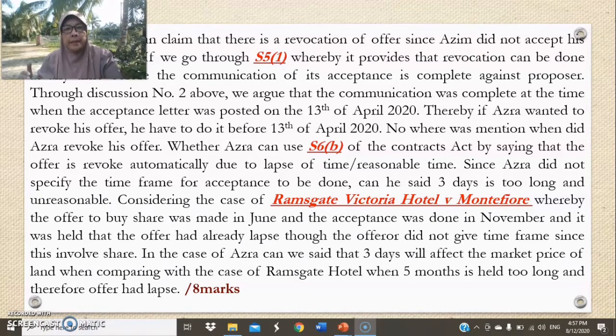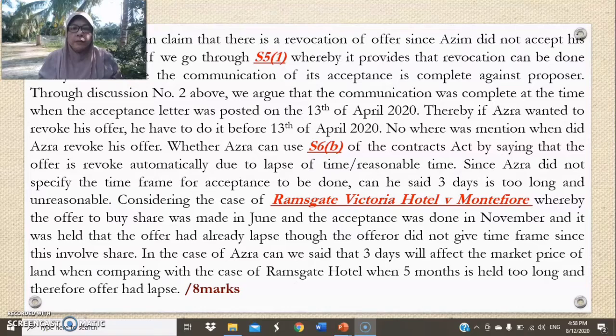So that's why I said we need to relate each and every issue so that the discussion will go on smoothly. So thereby, I'm continuing now, student. Thereby, if Azra wanted to revoke his offer, he would have to do it before 13th of April 2020. Nowhere was it mentioned when Azra revoked his offer. Whether Azra can use section 6, subsection B of the Contracts Act by saying that the offer is revoked automatically due to lapse of time or lapse of reasonable time. Since Azra did not specify the time frame for acceptance to be done, can he say 3 days is too long and unreasonable? Taking into account the case of Ramsgate Victoria Hotel versus Montefiore, whereby the offer to buy shares was made in June and the acceptance was done in November.